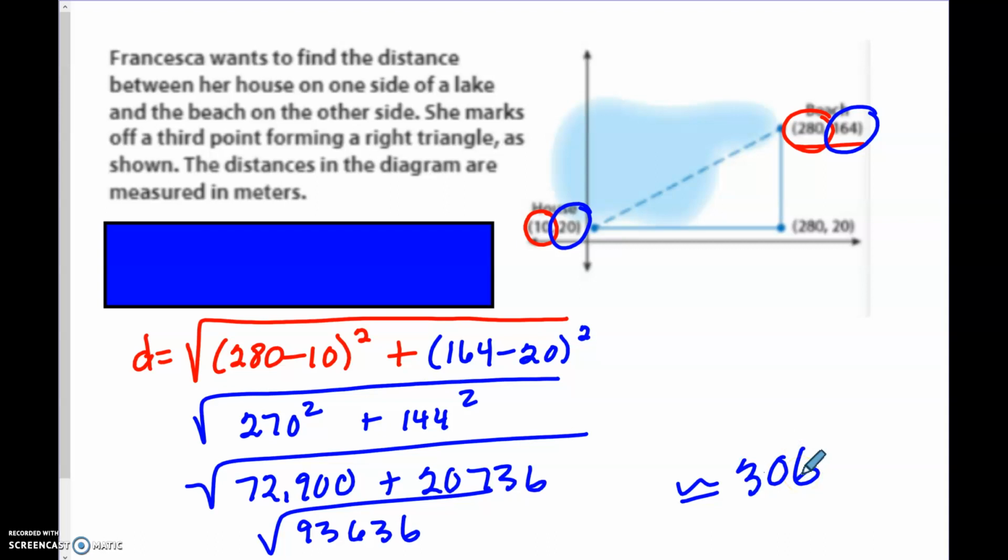So do we have any labels here? Find the distance between our house, a third point. Oh, they don't tell us distances. So I don't know if it's miles, meters, feet, but it's 306 units, we'll just say. Okay, so using that distance formula could be effective and efficient when we have really big numbers.